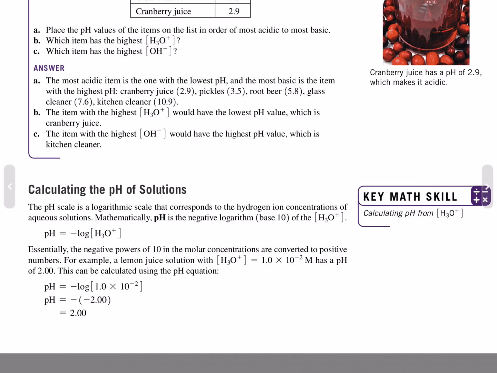For example, a lemon juice solution with a hydronium concentration of 1.0 times 10 to the negative 2 molar has a pH of 2. This can be calculated using the pH equation. The negative log of 1.0 times 10 to the negative 2 is 2. It's the negative exponent of the concentration.